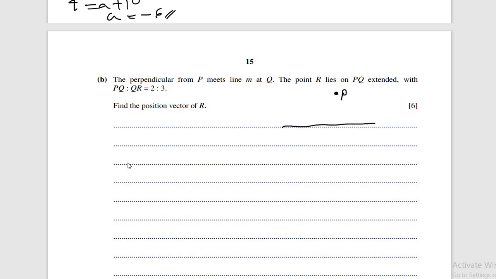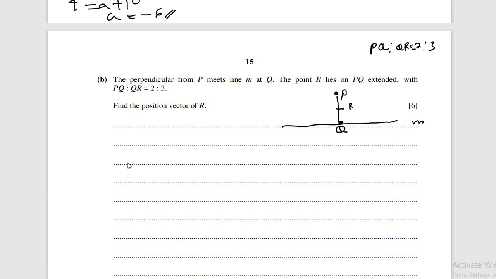Let's say this is line M. So a line is coming from P. It meets line M at the point Q. Point Q is the point on line M. That's the meaning. So R lies on PQ. You can see PQ. Between P and Q, R lies there. Let's say R is here, such that PQ to QR is 2:3. Find vector R.